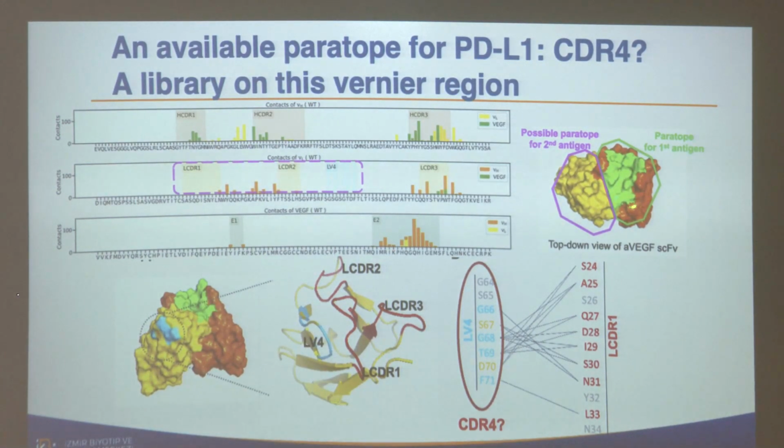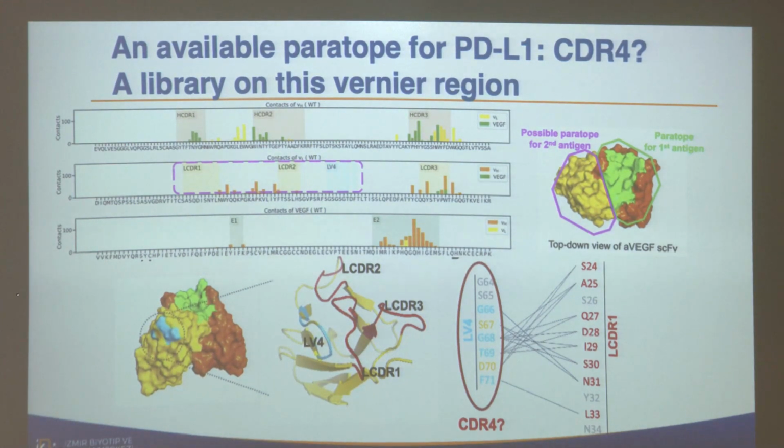When we check the 3D structure, we see that VEGF binds mostly on the heavy chain CDR3 and other heavy chain regions. But the light chain part is mostly empty. When we zoom in here, at what we call light Vernier zone 4, it is mostly in interaction with the light chain CDR1. It is not interacting with the VEGF. Also, light chain CDR1 is not interacting with the VEGF. This part is completely empty. So if we focus on this empty part where VEGF doesn't touch, can we make PD-L1 bind here after we engineer?